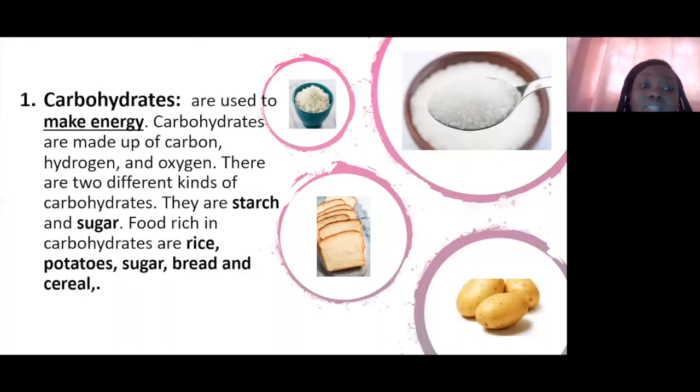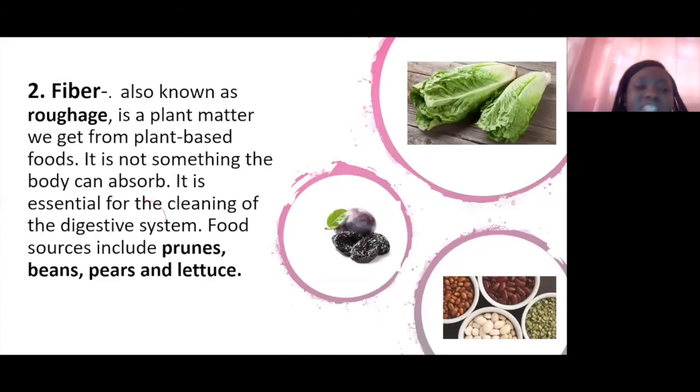There are two types of carbohydrates. What are they? Cereal, yes. Starch and sugar, yes, good, Michael, good. Starch and sugar, carbohydrates. Who remembers our second type of nutrient? What was that? Fiber, yes, fiber. Why is fiber important? Right, to clean out the body. Even though we don't absorb fiber, we do need it to cleanse out our digestive system, right? Good. And foods that are rich in fiber include prunes, beans, pears, lettuce. Awesome. And remember that fiber is always a plant-based nutrient. So we always get this from plant-based foods.